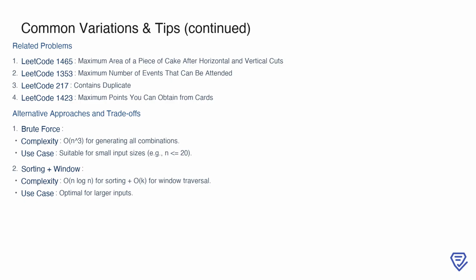Now, let's discuss alternative approaches and their trade-offs. The brute force method, which generates all possible combinations, has a complexity of O(n^3). While this guarantees correctness, it's practical only for small input sizes, such as n less than or equal to 20. On the other hand, a sorting-based approach combined with a window technique offers a more efficient alternative. Sorting the array has a complexity of O(n log n), and traversing a window adds only O(k), making it optimal for larger inputs. These trade-offs highlight the importance of selecting the right approach based on the problem's constraints.